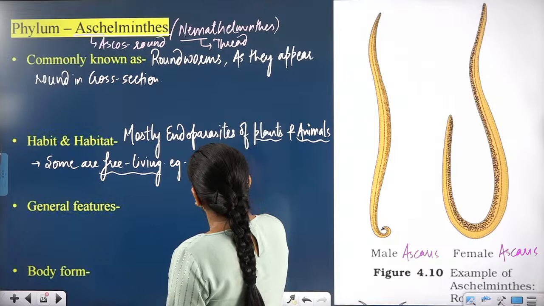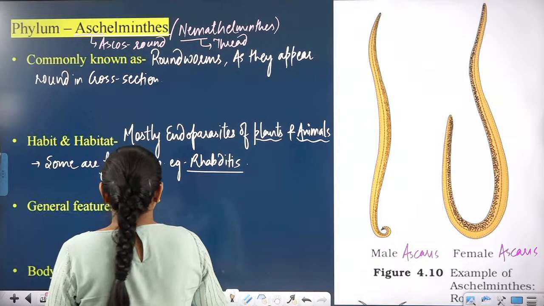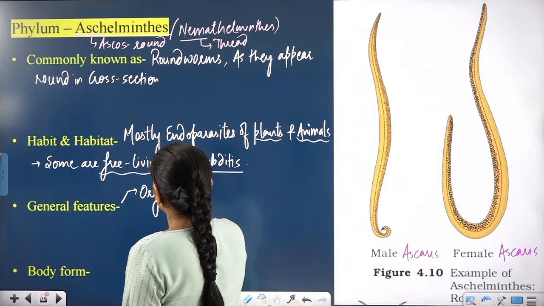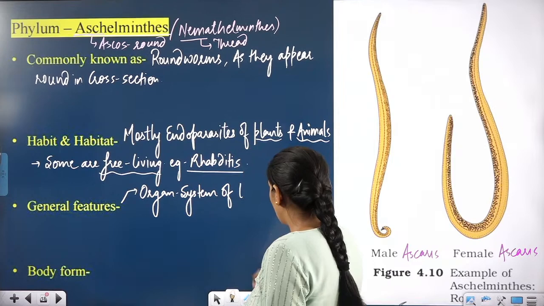If we talk about the general features, here for the first time we have seen organ system level of organization.